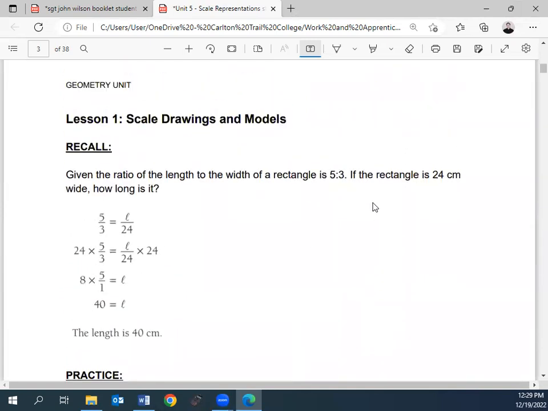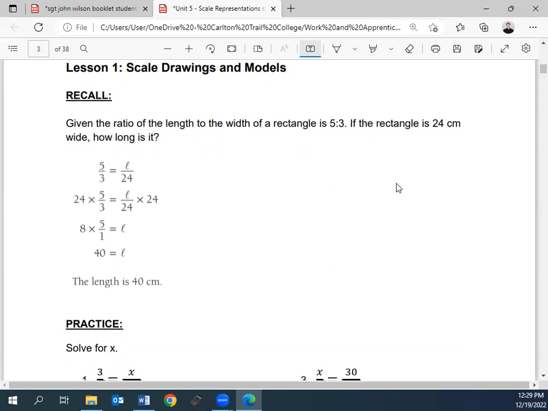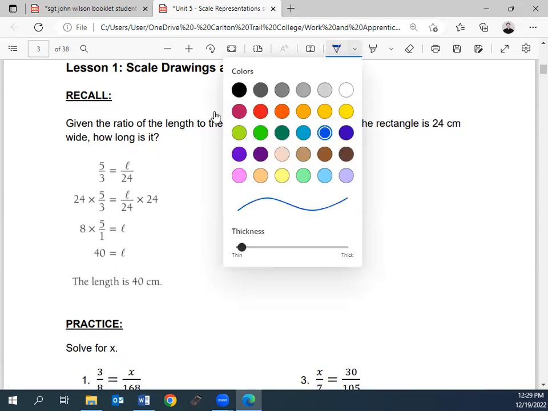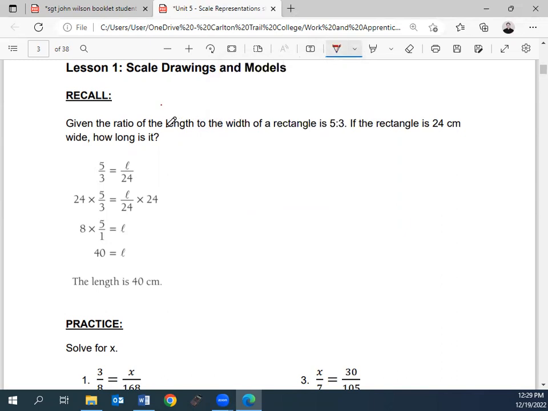Before we go into this, it deals with a lot of ratios. This is the same way we've set up our questions for a couple of units now, and how we solve equations, how we do ratios. So I want to do a quick recall of that because it's been a couple of weeks since we've looked at that. There's one question here, I think on the second page. Given the ratio of length to width of a rectangle is 5:3, if the rectangle is 24 centimeters wide, how long is it? I accidentally filled this out for you.